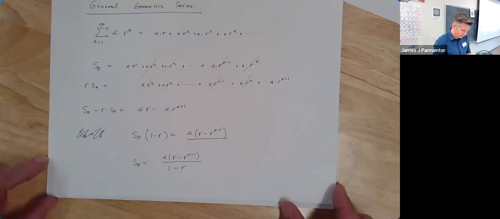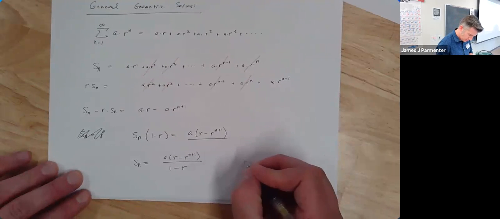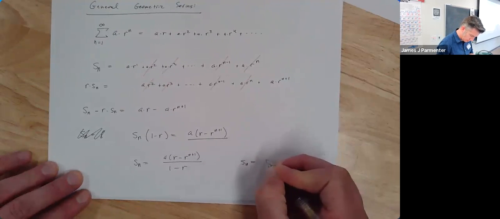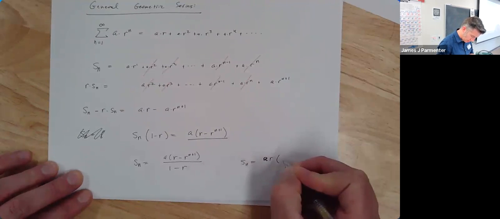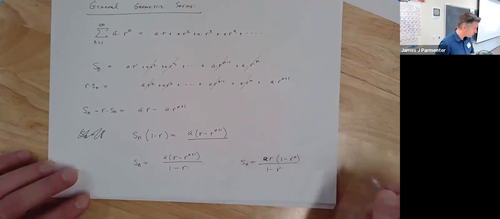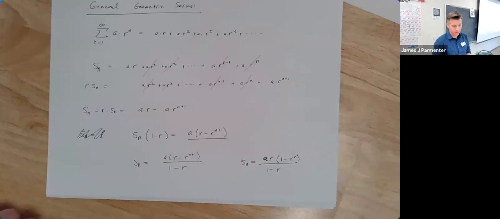Let me do one more thing to make this look a little bit nicer. So Sn is equal to, I'm going to factor out an r from the top as well. A times r times 1 minus r to the n over 1 minus r. Okay, so check this out. This is the formula for the nth partial sum. So the first n terms literally added to this amount.